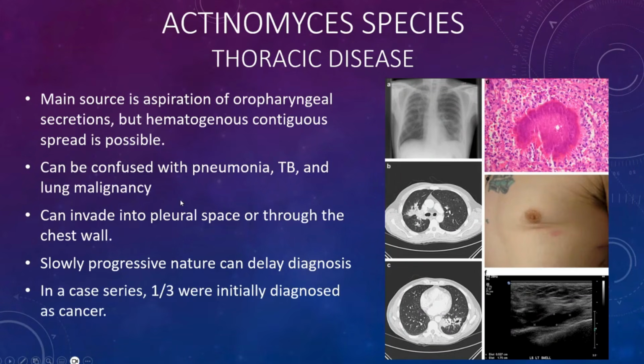Most thoracic disease occurs with aspiration of oropharyngeal secretions. Remember that this organism can cross tissue planes, so it can erode into the mediastinum or originate as an aspiration in the lungs and then erode into the pleural space, for example. It has a morphology that can be confused with regular bacterial pneumonia, TB, or lung malignancy. And in a case series, about a third were initially diagnosed as cancer.